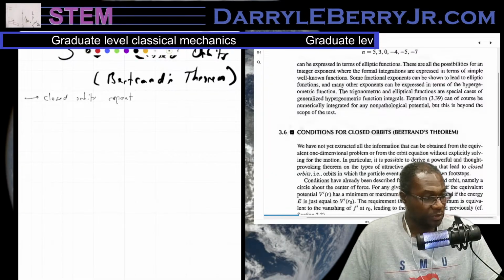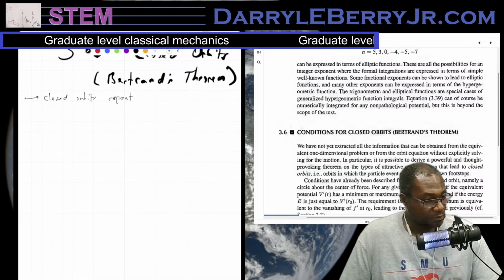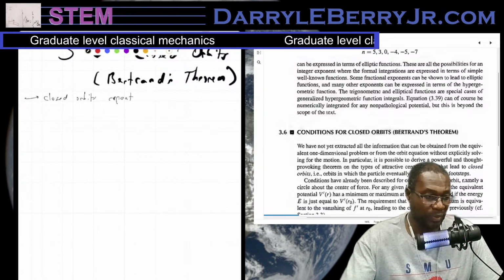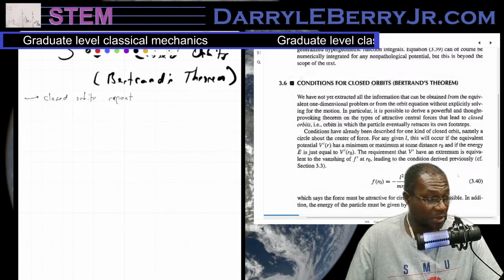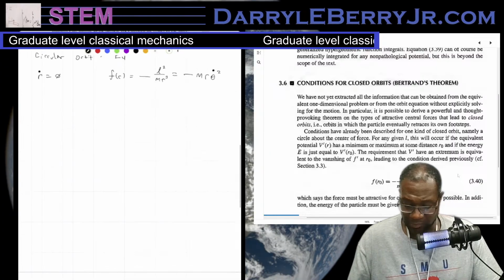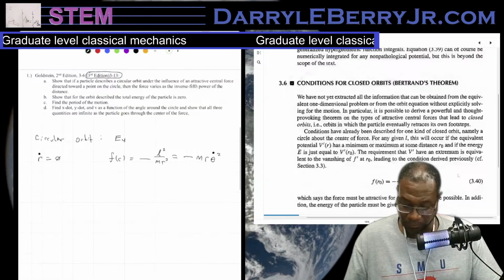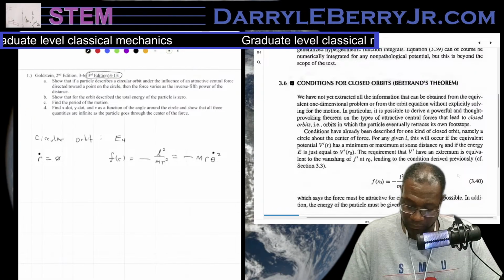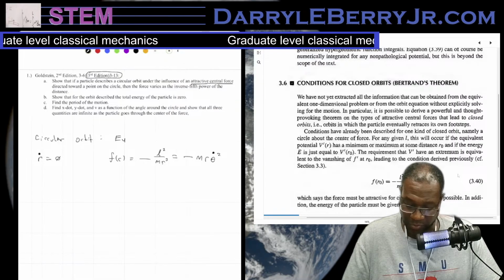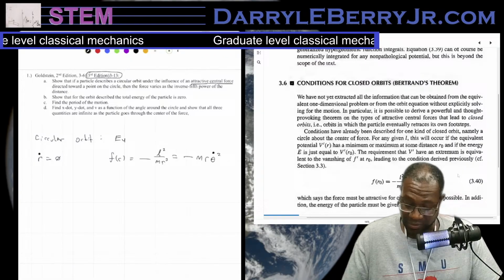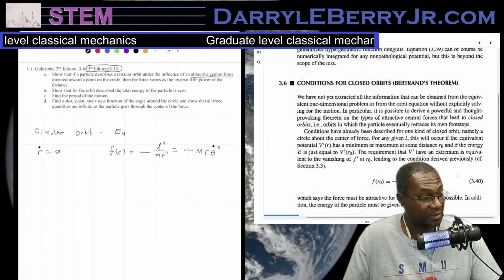So it'll eventually restart where it was and repeat its own cycle. Conditions have already been described for one kind of closed orbit, namely a circle about the center of force. Let's look at the problem again. Under influence of an attractive central force, like the moon around the earth, directed toward a point on the circle, which is where the particle is, then the force varies as the inverse fifth power of the distance.